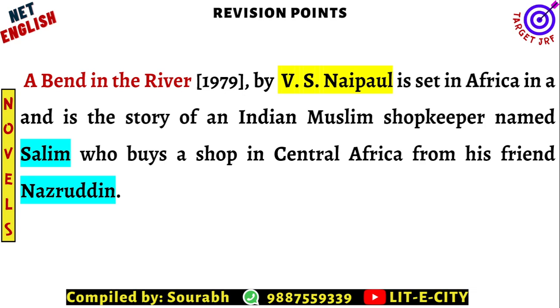A Bend in the River, published in 1979, written by V.S. Naipaul, is set in Africa and it is a story of an Indian Muslim shopkeeper Salim who buys a shop in Central Africa from his friend Nazruddin, and how he copes with the changing times. That is the core theme of this novel.